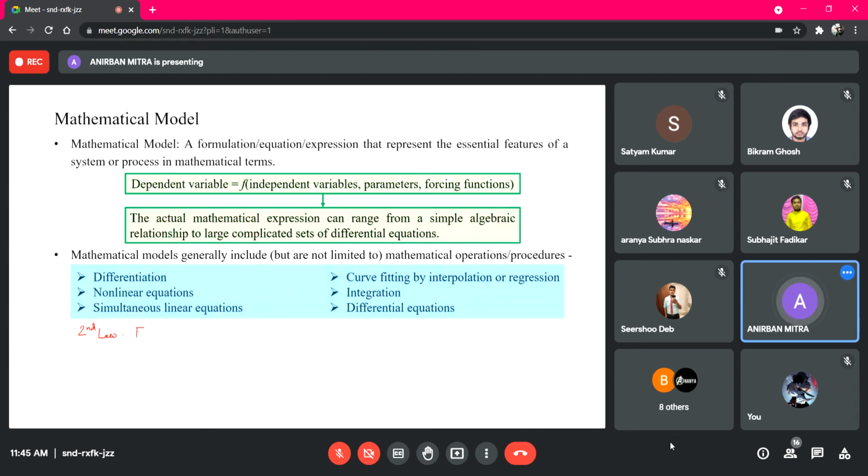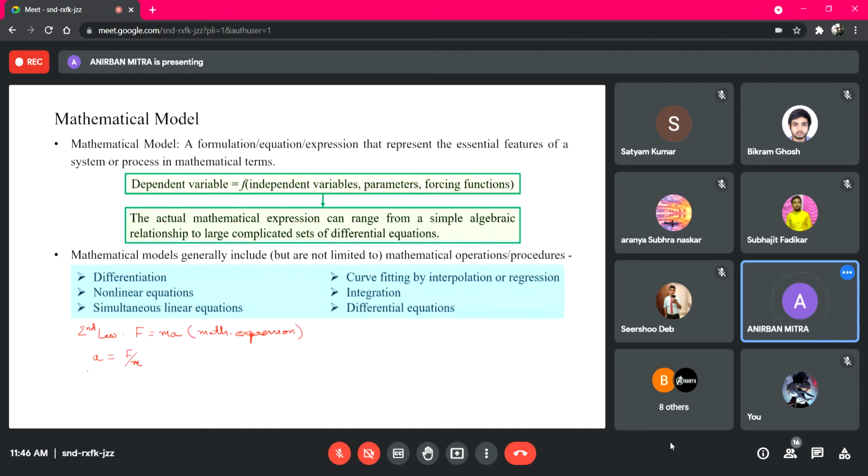That is F is equal to ma. This is the mathematical representation of Newton's second law. You have the force, the mass, the acceleration. Now, this can also be represented as, let's say, I write it as a is equal to F by m.